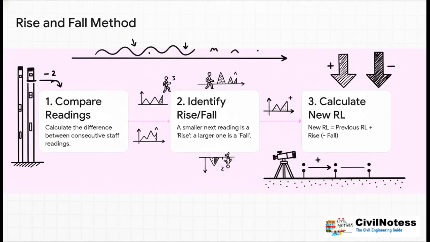The other main approach is the rise and fall method. This one's a little different. Here, you're always comparing one point directly to the one right before it. If your next staff reading is smaller, that means the ground went up. That's a rise. If the reading is bigger, the ground went down. That's a fall. You then calculate the new RL by simply adding the rise or subtracting the fall from the previous point's RL. It's a bit more calculation for sure, but its huge advantage is that it has a built-in check for every single point, which makes it much easier to catch a mistake right when you make it.